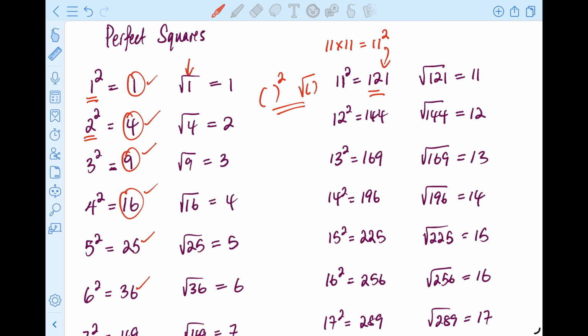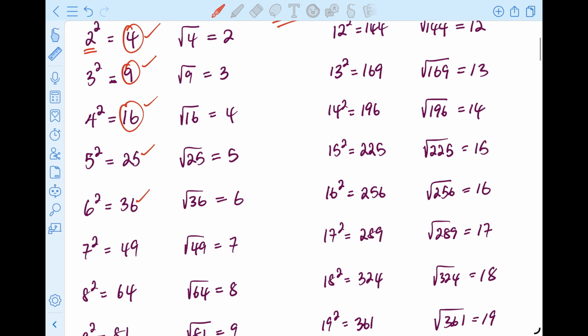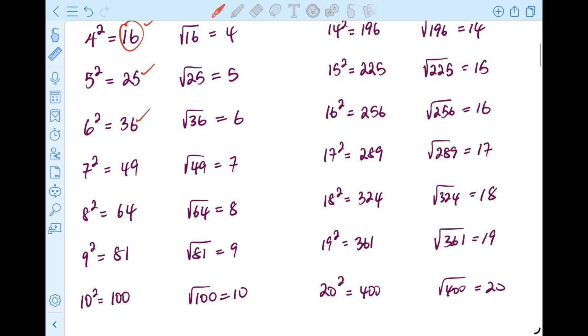So right now, what I want you guys to do for me is to write down your first 20 perfect squares. After that, you have 49, 64, 81, 100. And similarly, the square root of 100 is 10. The square root of 81 is 9, right? This is a relationship that you must prioritize understanding, okay?